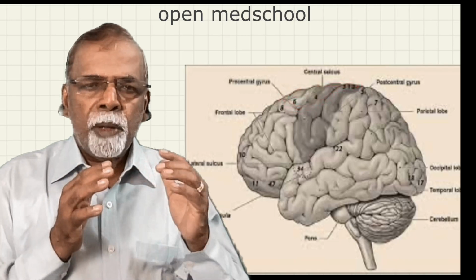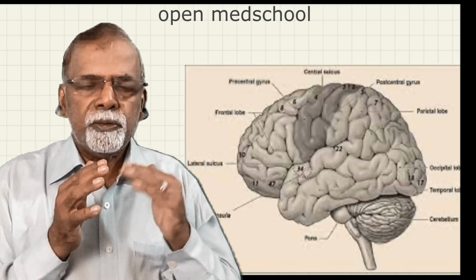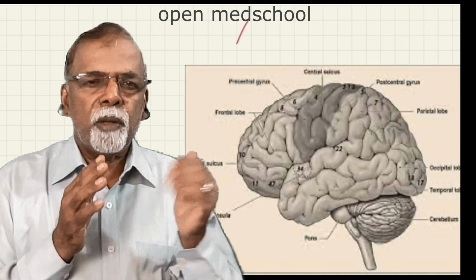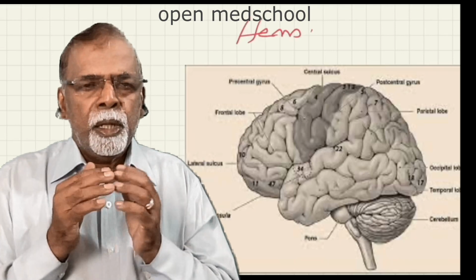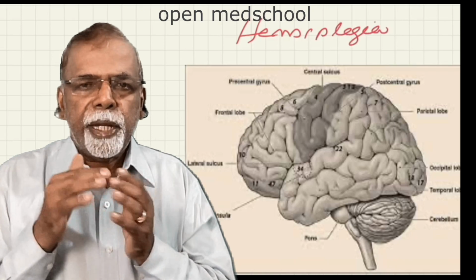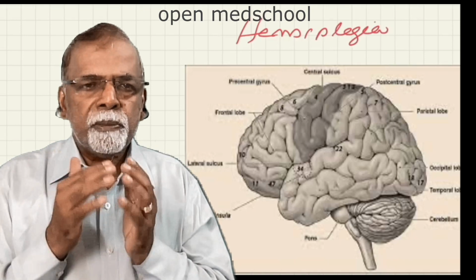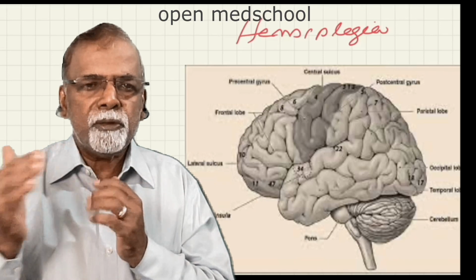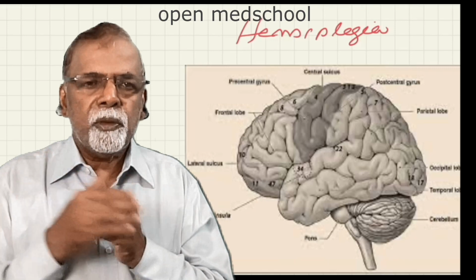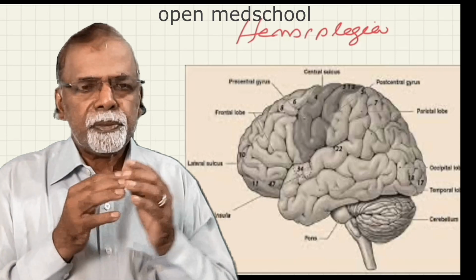So if there is a problem with the frontal lobe, you get weakness of that side, because the motor execution is predominantly from the frontal lobe. The supplementary motor area, SMA, area 6, aids in coordinating complex movements and planning sequences of actions. So there is not only the motor area, there are supplementary motor areas also.